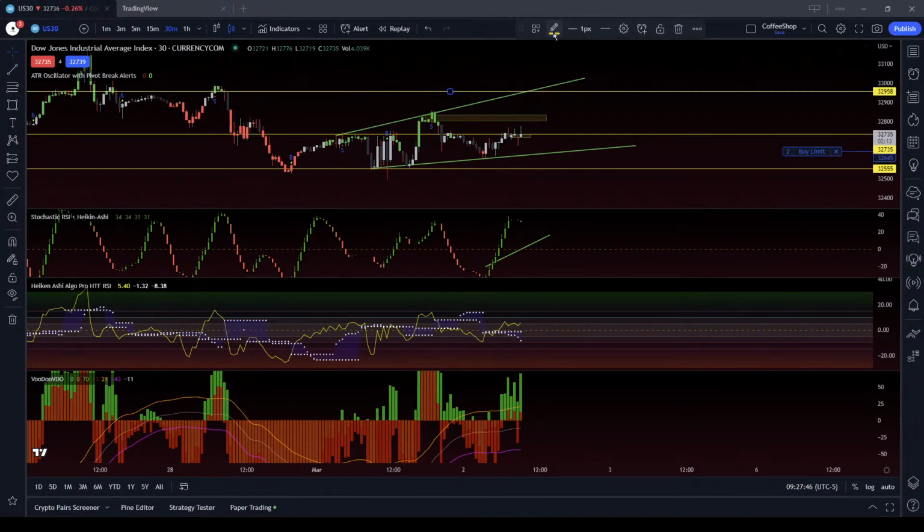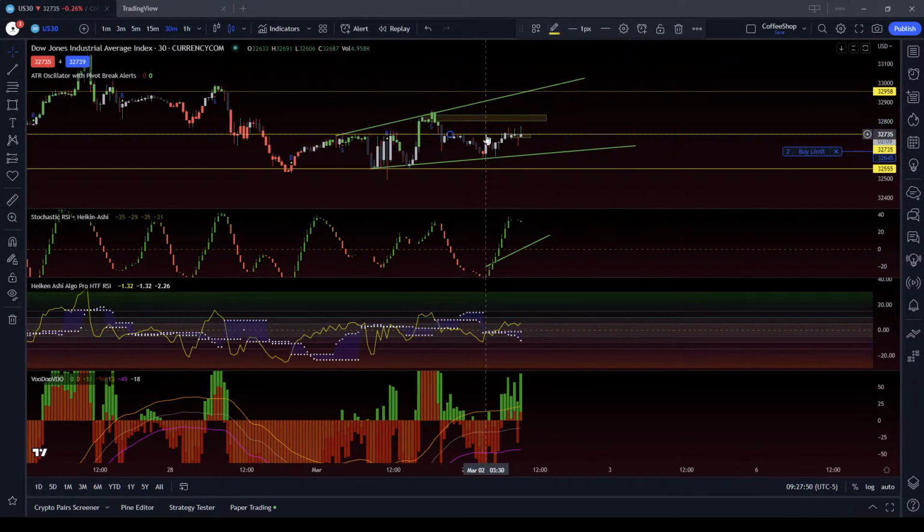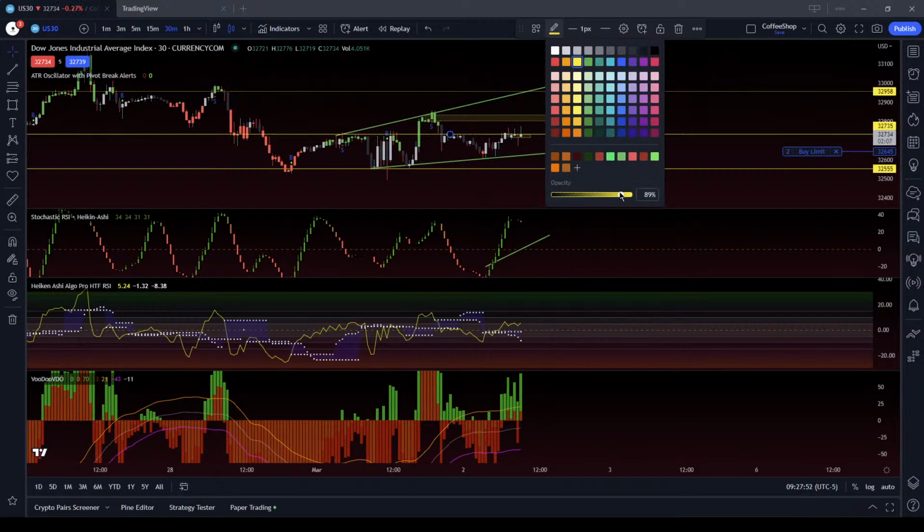I don't want them so big and bulky. There we go. This is how I like my charts. As you can see, very minimal with the lines. I'm not even using the mass effect for this. I could be, but I don't want to get into that this morning.